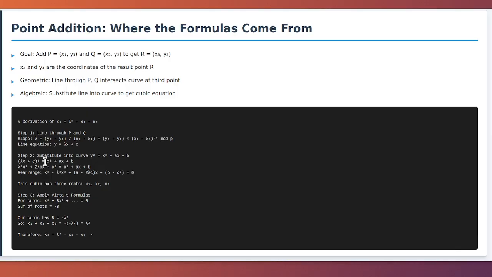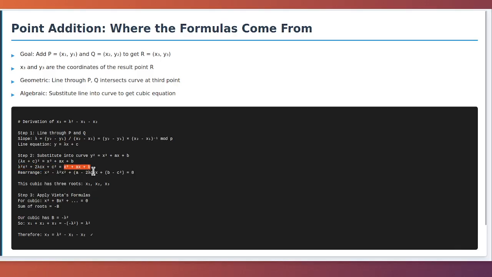The curve is y squared equals x cubed plus ax plus b. The line is y equals lambda x plus c. Upon substitution, we get (lambda x plus c) squared equals x cubed plus ax plus b. Expanding the left side, lambda squared x squared plus 2 lambda cx plus c squared equals x cubed plus ax plus b.